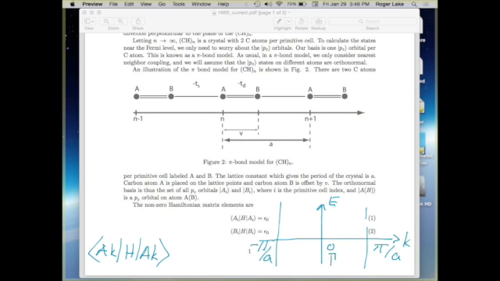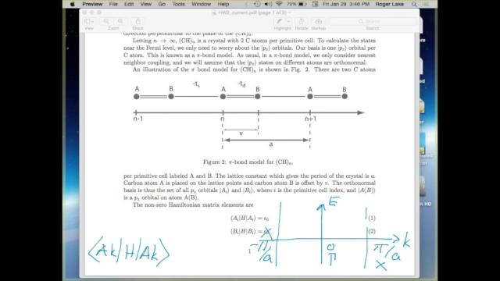That's called the gamma point, and out here at the Brillouin zone edge at plus and minus pi over a, those are X points. So they're symmetry points, and they have the same symmetry.